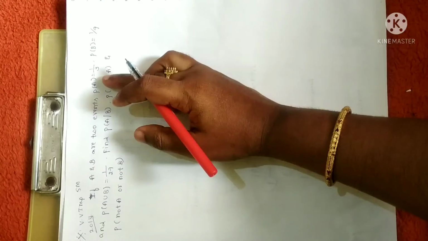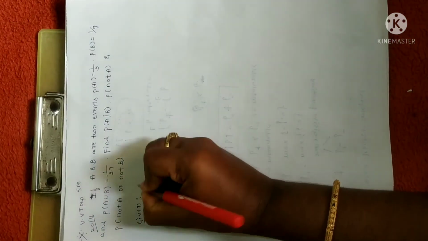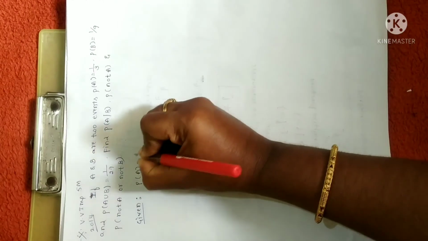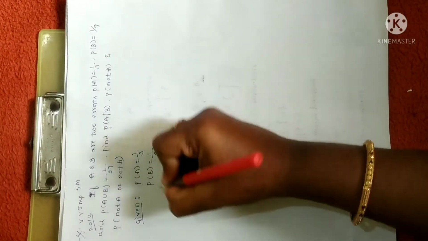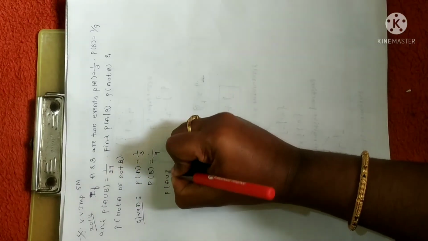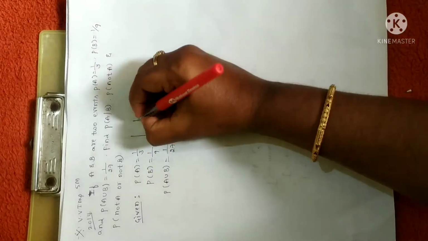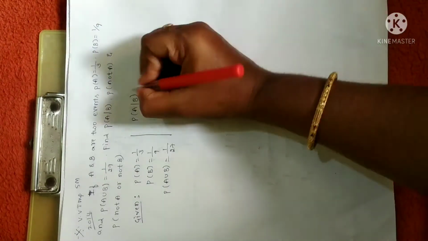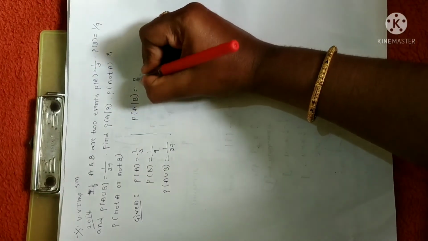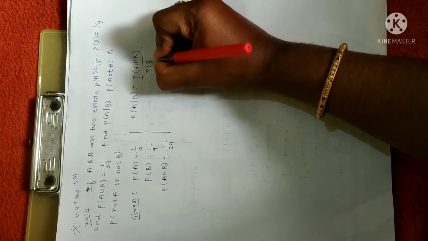So A and B are two events with the given data. First let me make a list of the given data. Probability of A is given, it is 1 by 3, and probability of B is given, it is 1 by 9, and moreover probability of A union B is given as 1 by 27. We need to find probability of A with reference to B, that is, event B has already happened. So the formula is probability of A intersection B divided by probability of B.